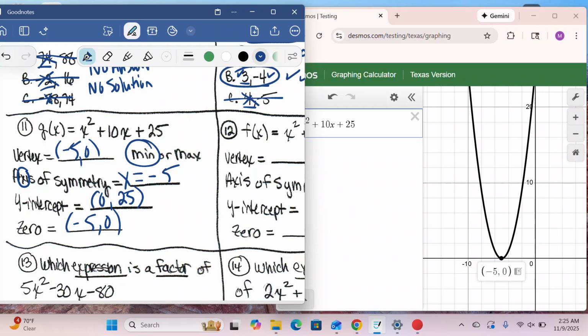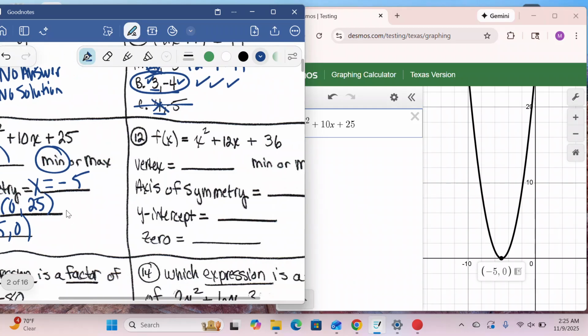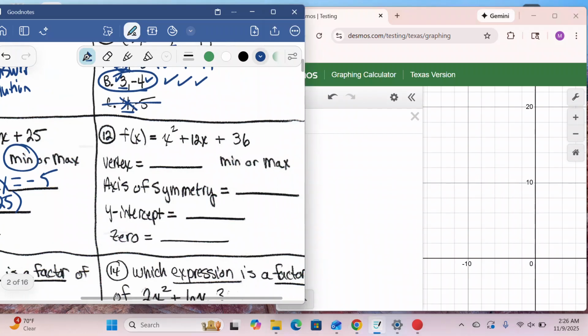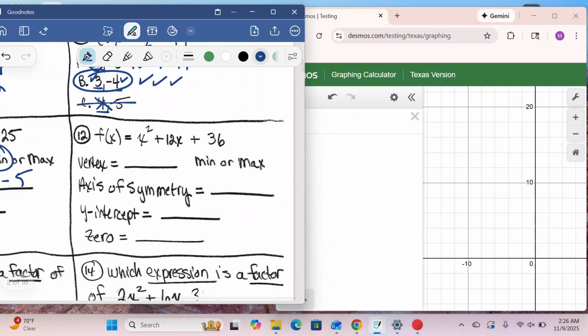So once again, if you want to try the next one, you can go ahead and pause. Please, please, please don't go to Desmos, put the plus sign, and try to put in f of x, because it's going to just confuse your equation. So once again, let's input the second one. I'm going to get rid of that one. And I'm going to find the same thing: vertex, minimum, maximum, axis of symmetry, y-intercept, and zero.